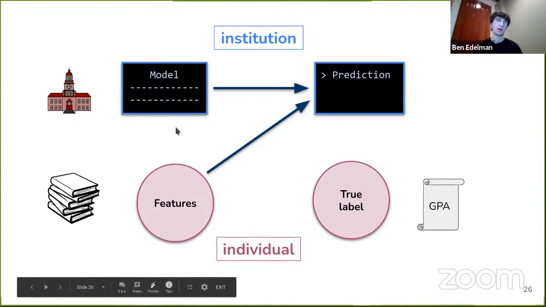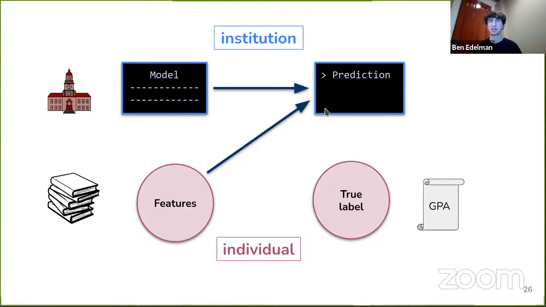So the institution develops a model, and they're going to make a prediction about what the GPA will be. This prediction is going to depend on the parameters of the model, and it will also depend on the student's features. For example, perhaps it will depend on the number of books they have. So this is why we have these two causal arrows here. The model affects the prediction, and the features also affect the prediction. So far, there's nothing strategic about this diagram. Now let's add another arrow. And this is where it becomes strategic prediction.